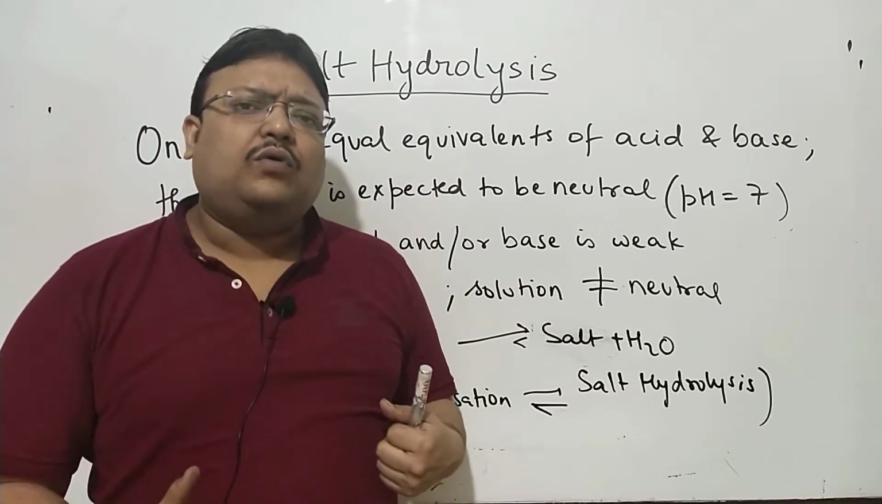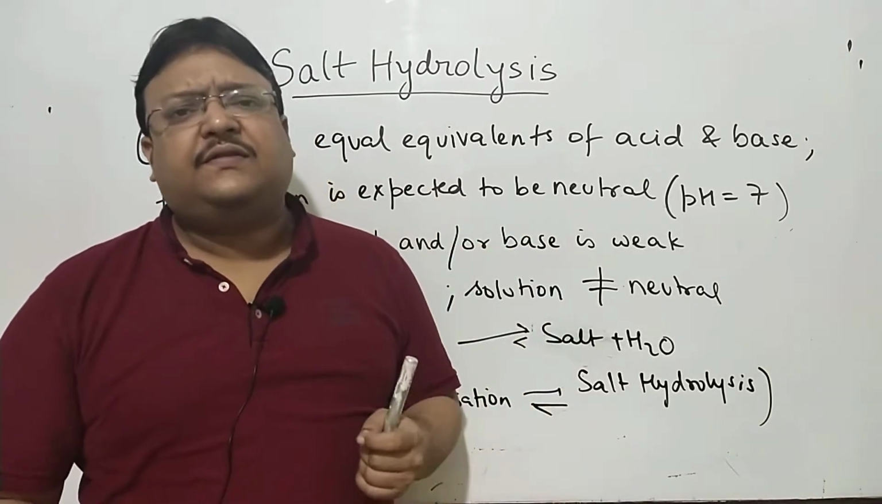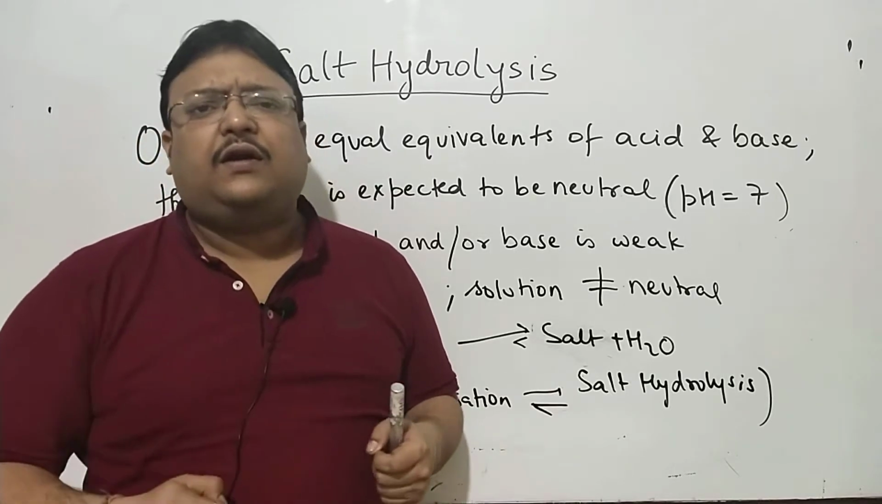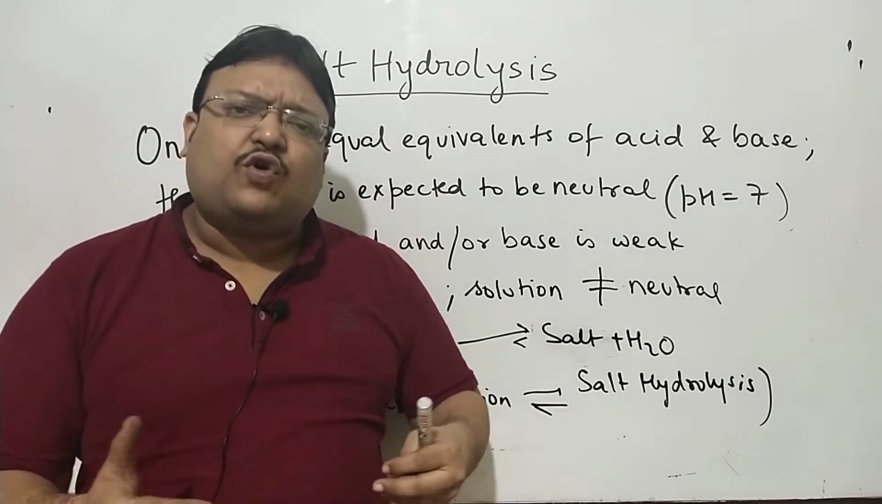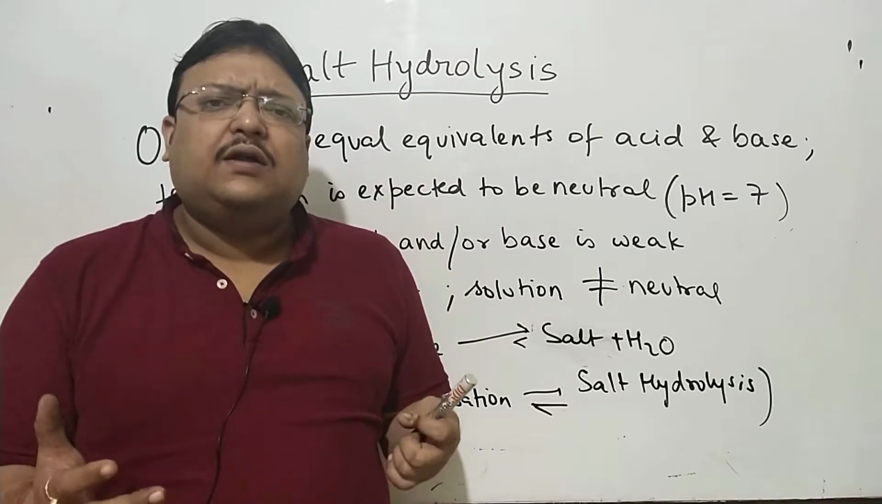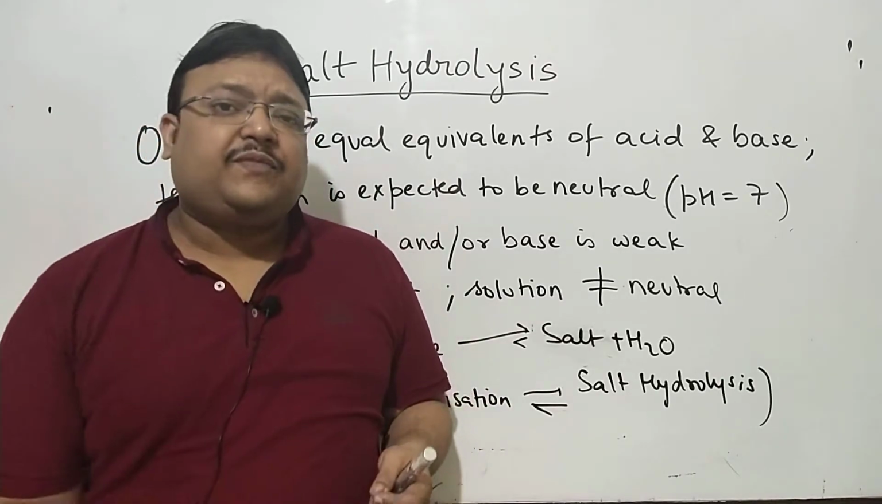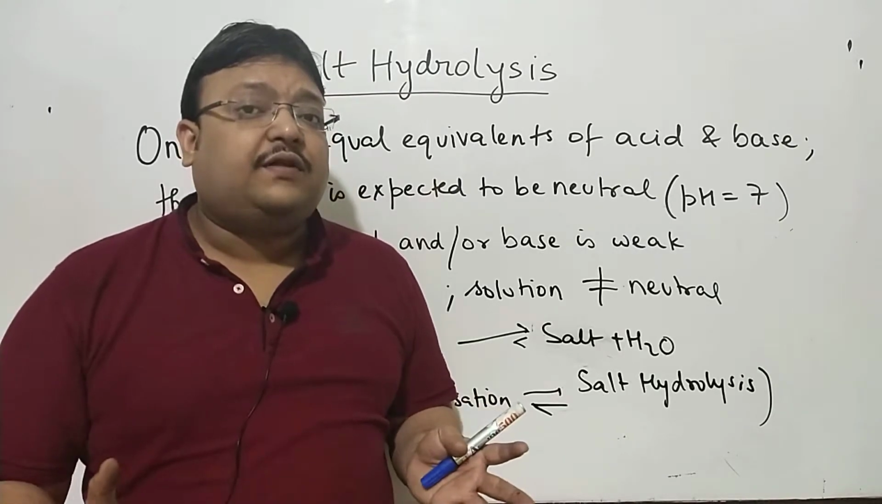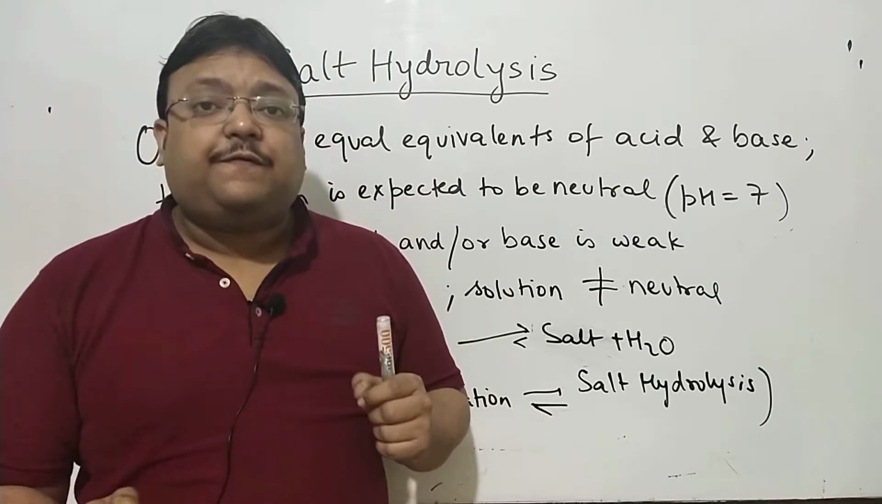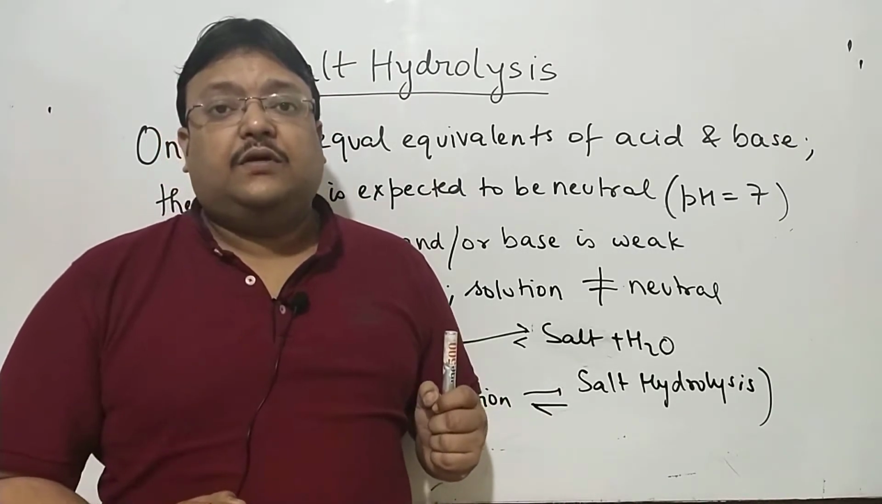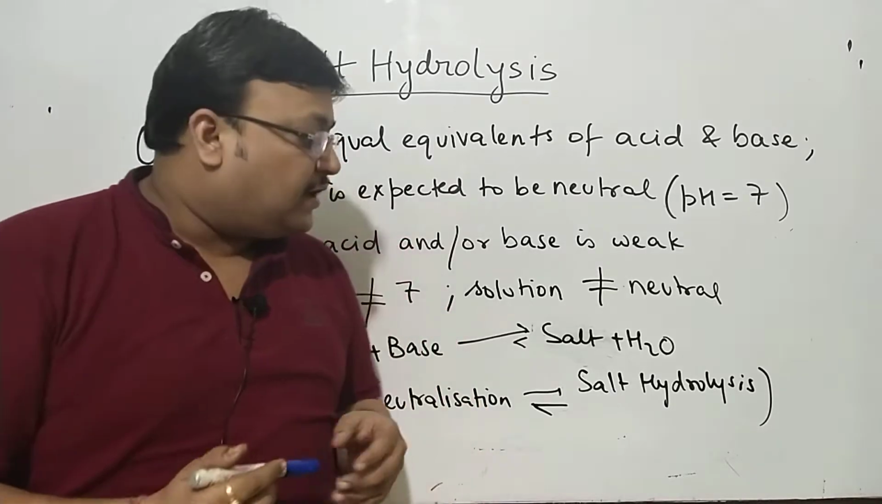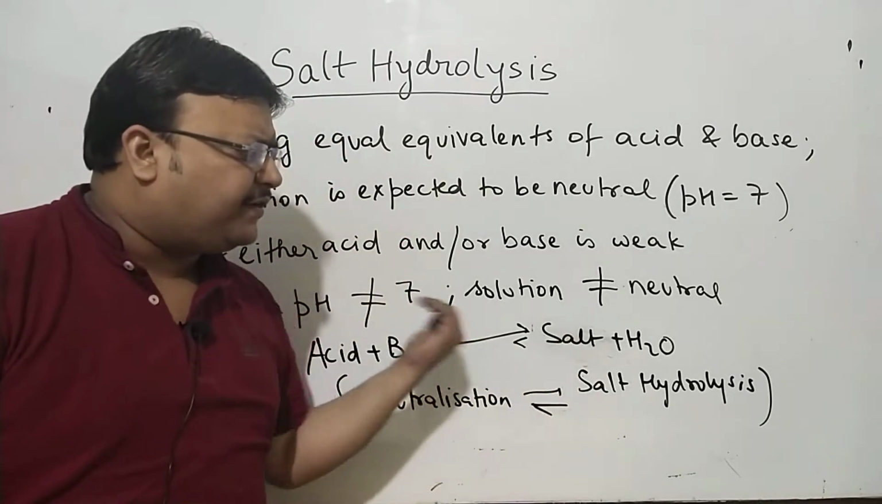Now time now to deal with salt hydrolysis with different types of salt. I told you when it's a salt of strong acid and strong base, when both are strong, that is the only case when pH will be equal to 7. We'll talk about it at the end. When both are strong, salt hydrolysis might not be happening. But if any of the two are weak, the pH is not equal to 7 and naturally it becomes reversible.